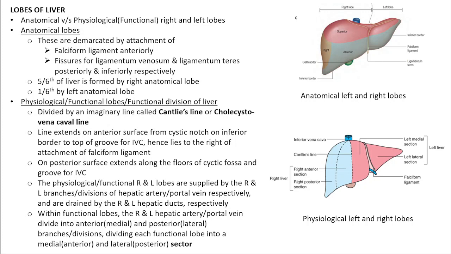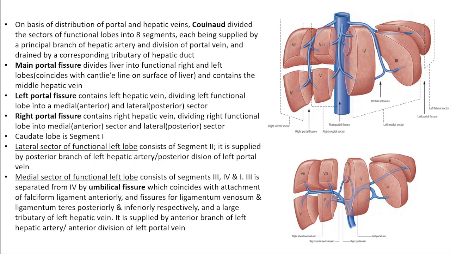Okay, so what is the basis of this functional division? What happens is that between the left lobe and the right lobe, and then further divisions of the left lobe into a lateral and medial sector, and similarly the right lobe into a medial and lateral sector, in between these sectors lie the left, middle and right hepatic veins. So the hepatic veins are intersegmental in position.